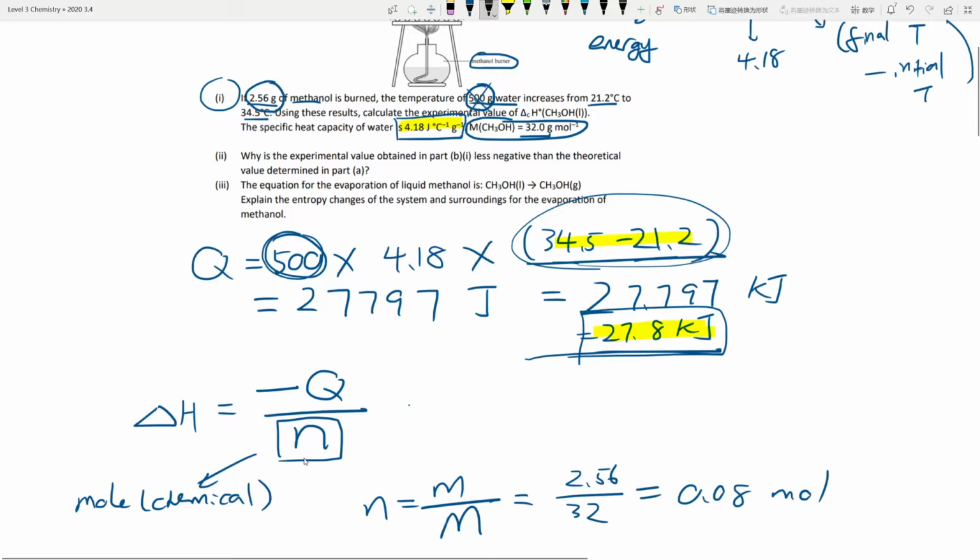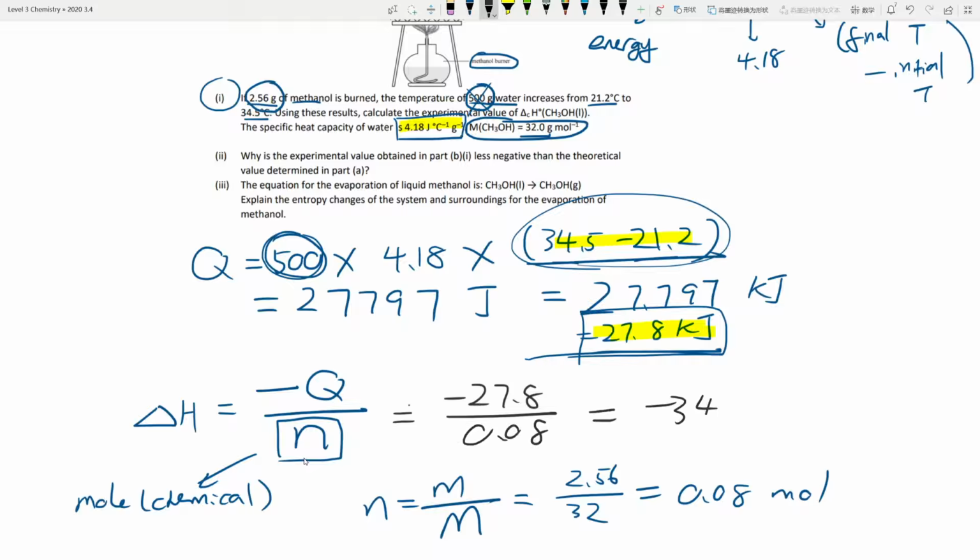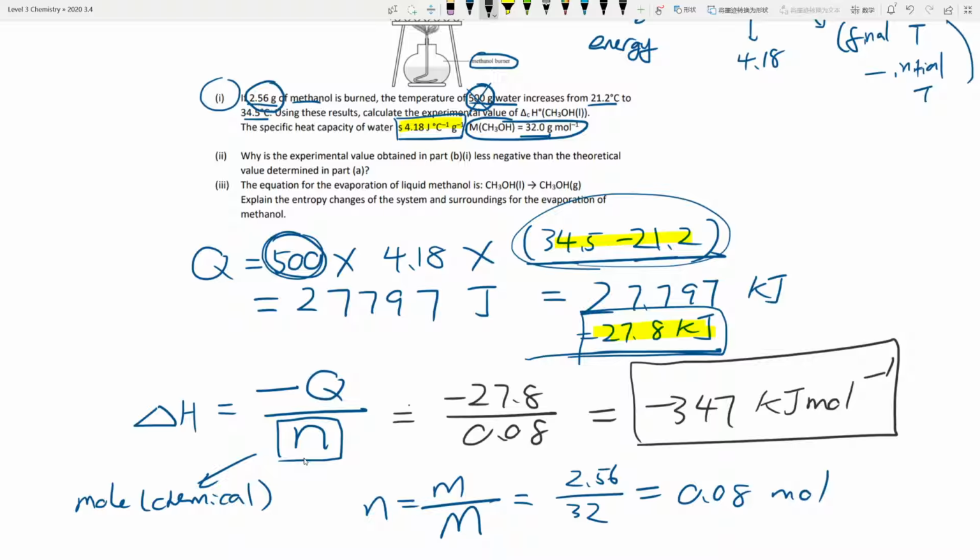Now let's just substitute every number in here. That's going to be negative 27.8 kilojoules divided by 0.08 moles, which is going to be negative 347 kilojoules per mole. So that means you release 347 kilojoules per mole of methanol that you burn.